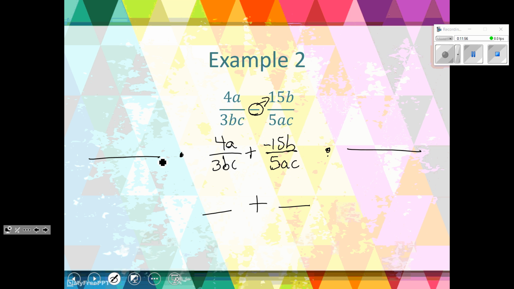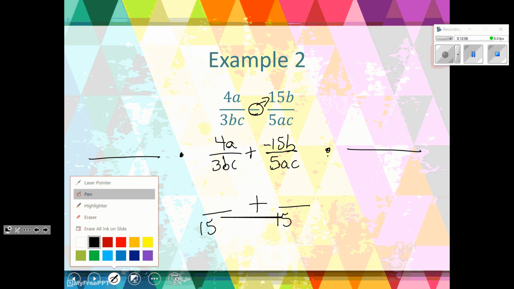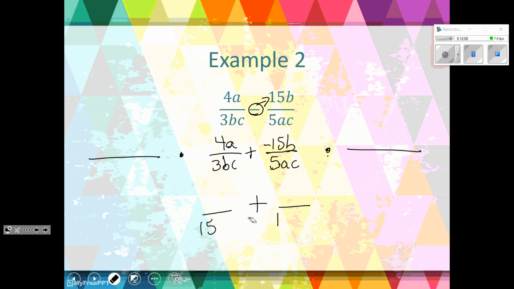All right, let's find our common denominator. 15, and then I need at least one of every variable I see. So what variables do we see? We see an A. We see a B. Now, this has a C and this has a C.